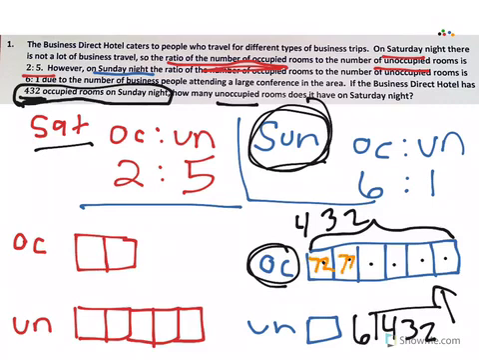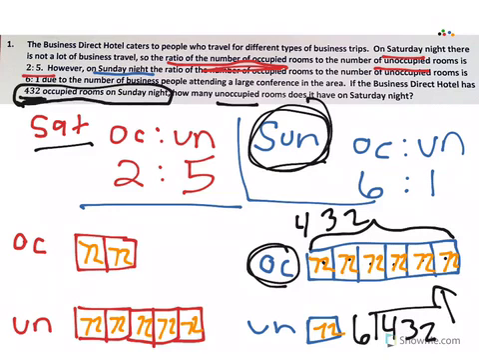Each of our blocks, or our boxes, or however you want to say it, each part of the whole represents 72. And guess what? If each box represents 72 on Sunday night, then there's 72 for each of the boxes on Saturday night, because it's the same hotel, right? So now we know how much all of those add up to. We haven't done the math yet, but we can figure that out.